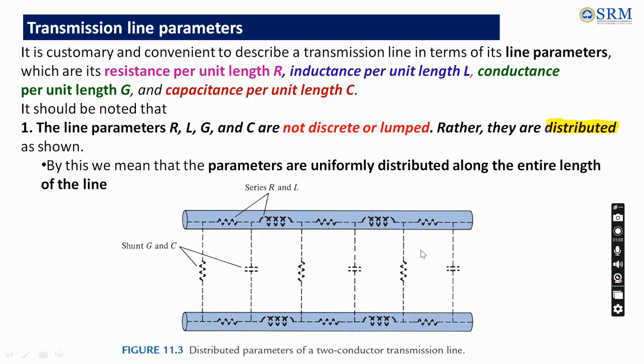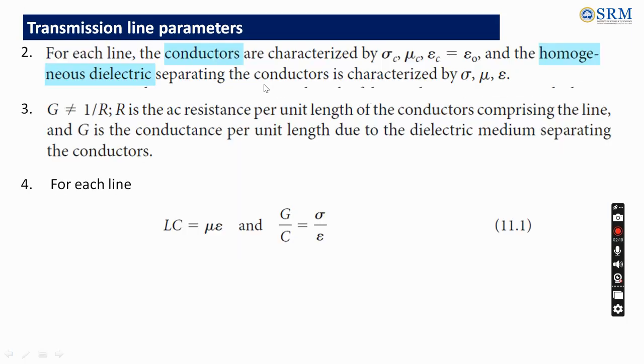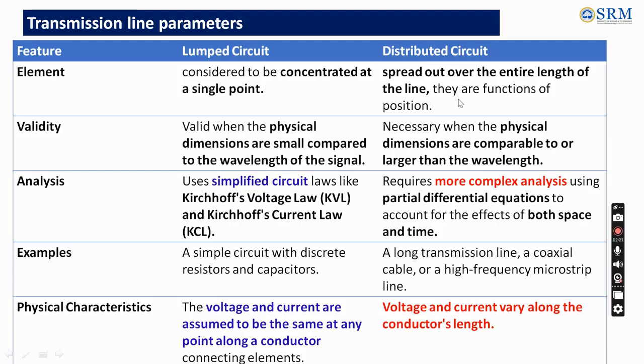So let us understand the difference between the lumped circuit and distributed circuit. In a lumped circuit, the elements are said to be concentrated at a single point. But here the elements R, L, G, C that we have seen are all spread over the entire length, and they are a function of both position as well as time. In a lumped circuit, voltage and current at any point is a function of time only, but here it is a function of both time and position.